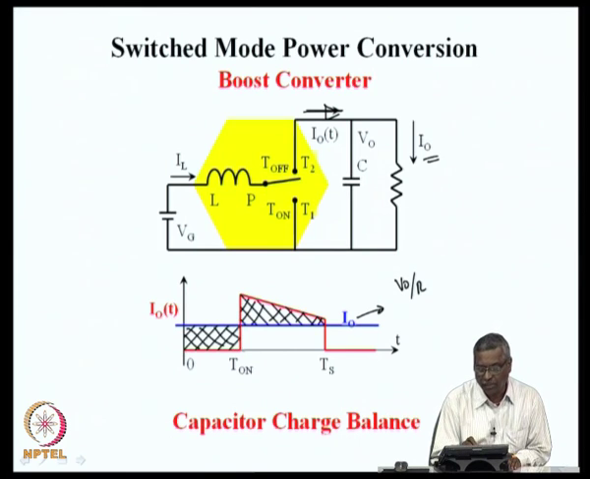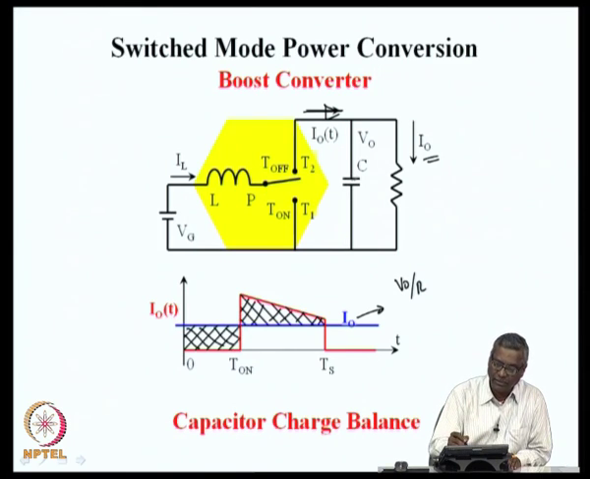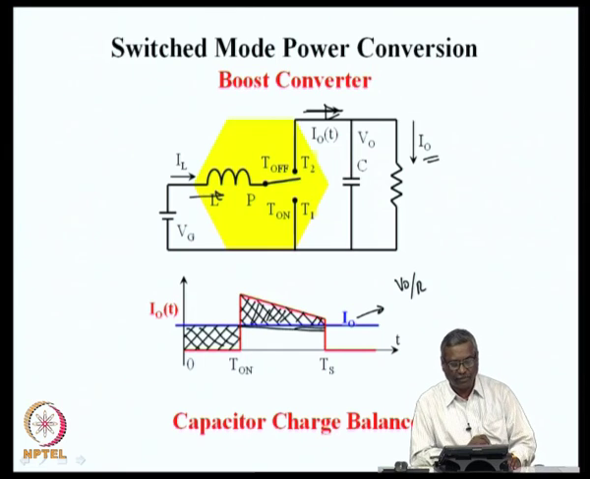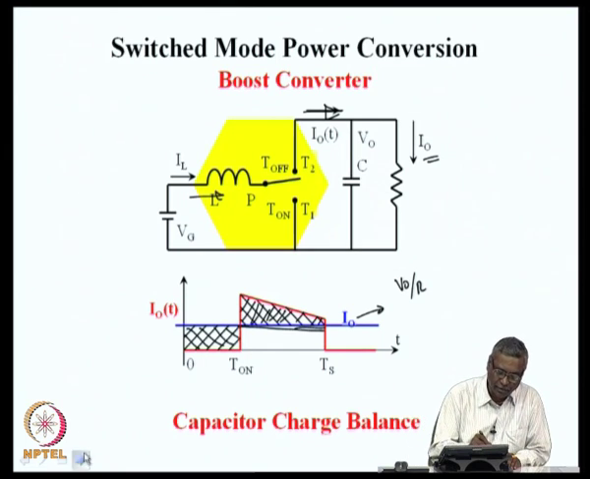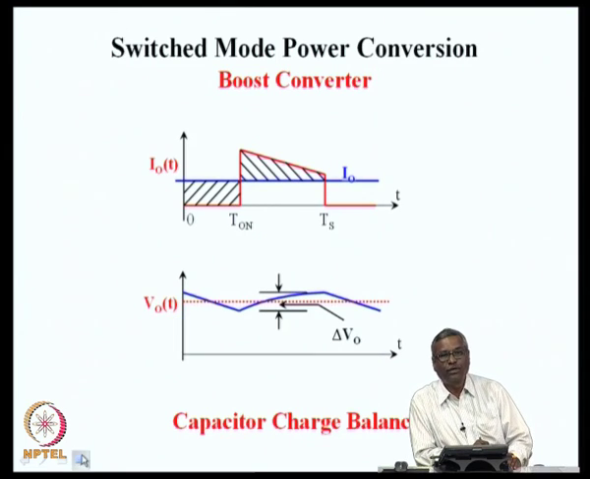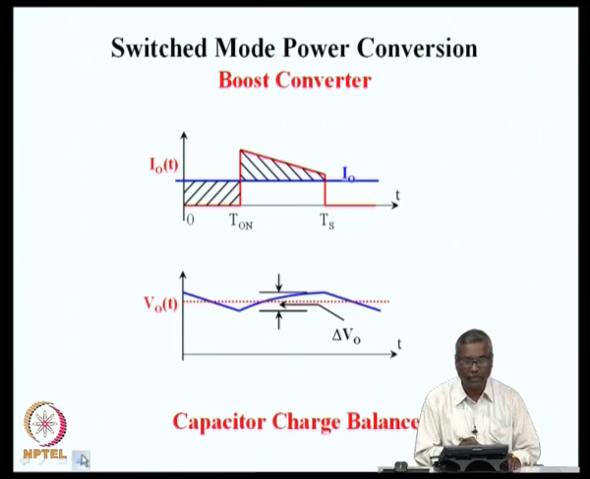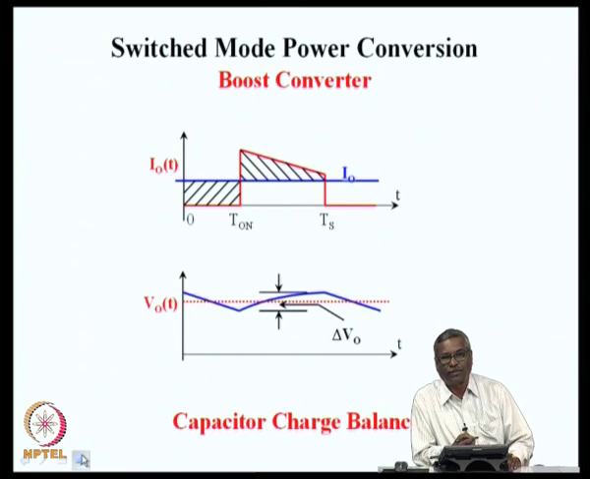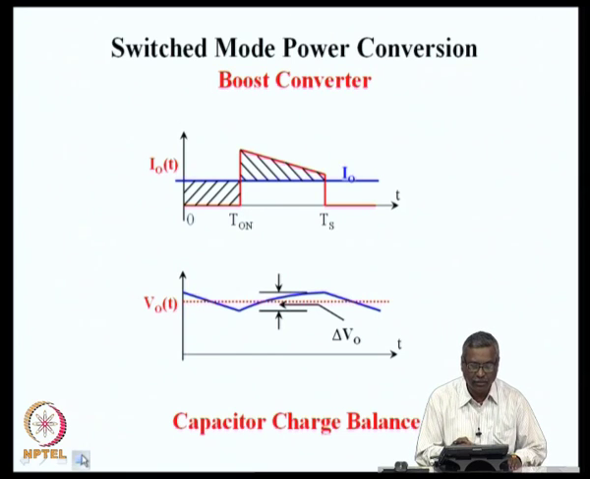When the switch is on, the capacitor is discharging into the resistor because no current is coming from the load, and when the switch is off, the switch current which comes out supplies the load and also charges the capacitor. So, the hatched region is the current in the capacitor, and if you integrate that, that will give you the voltage across the capacitor. The voltage across the capacitor, V C, is 1 by C integral I C dt.